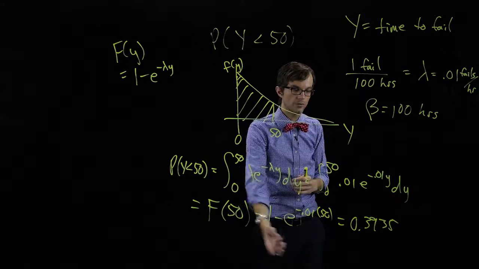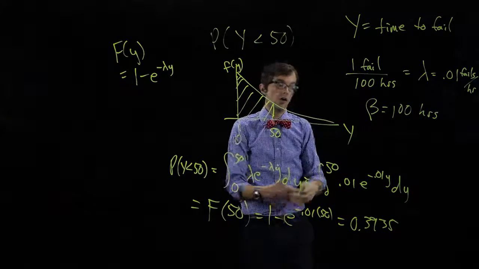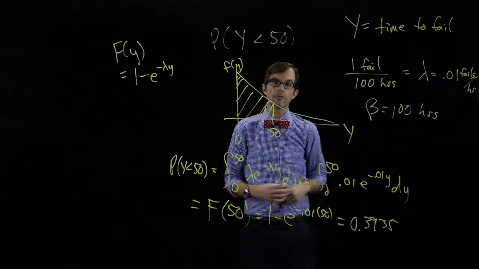That is, whenever we see, on average, one failure every 100 hours, the proportion of motors that fail in the first 50 hours is roughly 0.4. 40% of motors are going to fail in the first 50 hours.